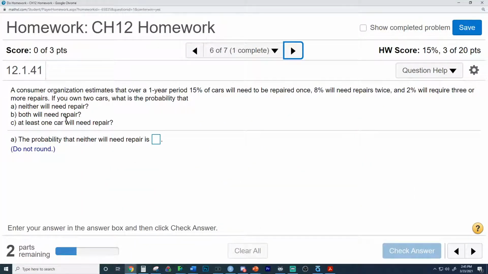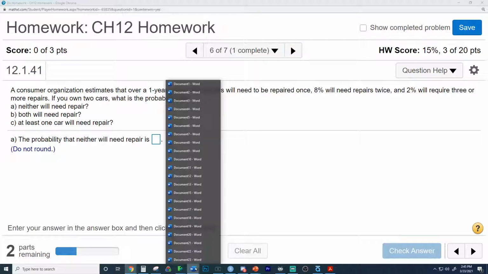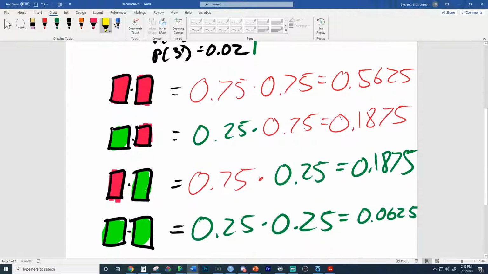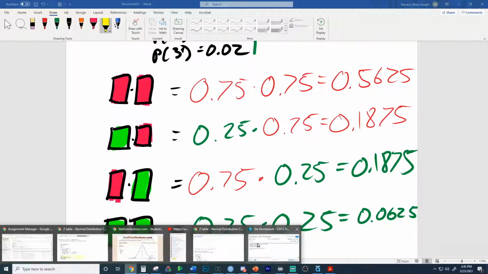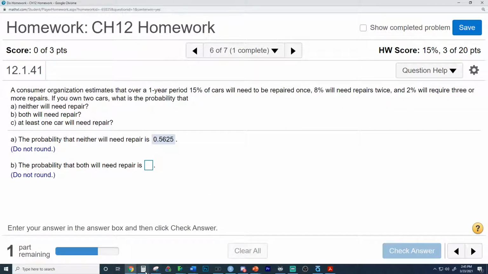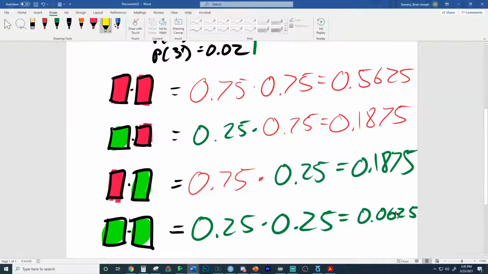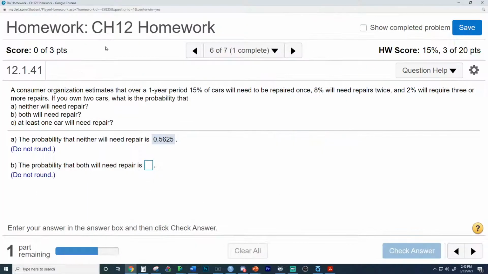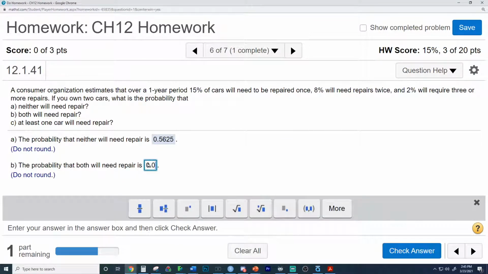So this question says, neither car will need repair. If neither car needs repair, that is this scenario right here, 0.5625. So neither car needing repairs is 0.5625. Both cars will need repairs. Well, we just did that one on the very bottom right there. Both cars needing repairs is this one, 0.0625.